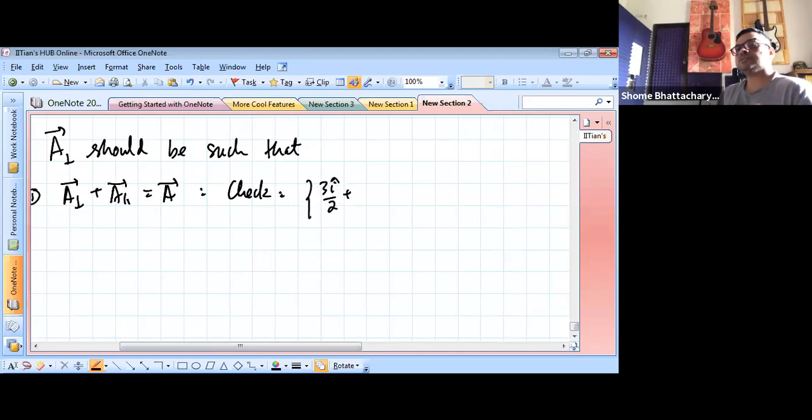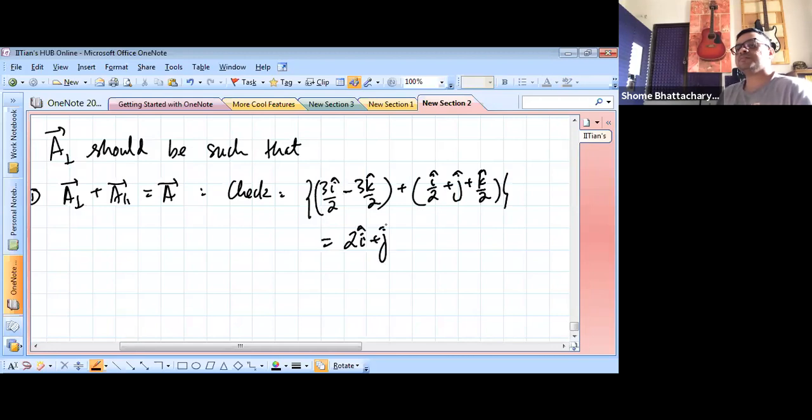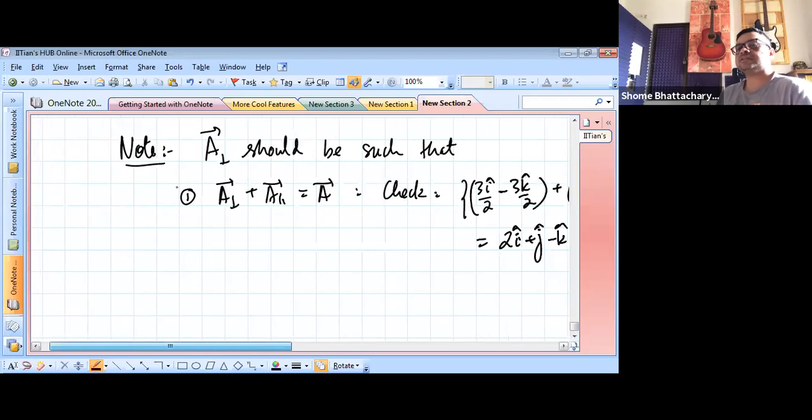So 3 i cap by 2 plus minus 3 k cap by 2, plus E parallel, which was i cap by 2 plus j cap plus k cap by 2. Okay, that becomes 3 by 2 plus 1 by 2, so 2 i cap. Then 0 plus j cap, so that's j cap. And then minus 3 by 2 plus half, so that's minus k cap. So that is equal to the vector E. So that's correct. Okay. So our first condition is satisfied. Then secondly, what should happen?